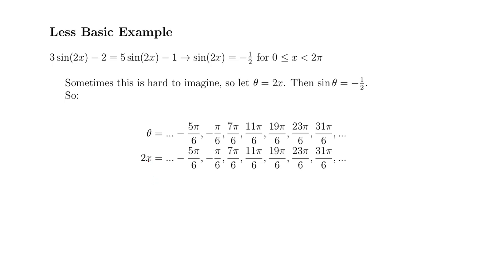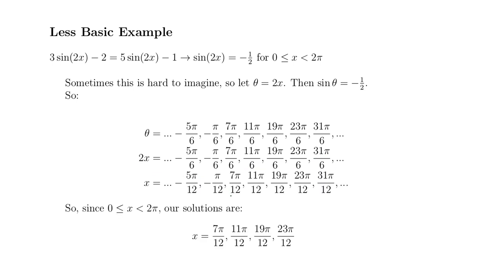So here's our 2x equals those same angles. And now it's pretty easy to see how to solve for x. We're just going to divide everything by 2. If you divide this by 2 and you divide everything over here by 2, that's going to change your denominator. Your denominator is going to go from 6 to 12 now. And so you're going to get a whole bunch of new angles. So here's all your angles.